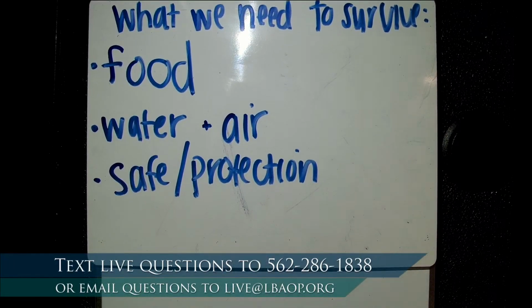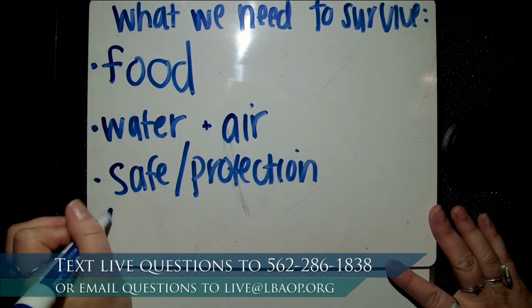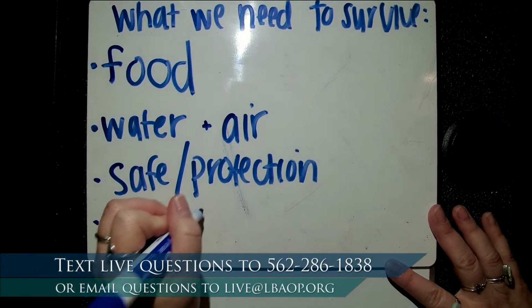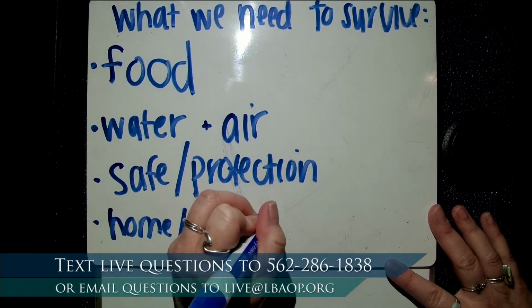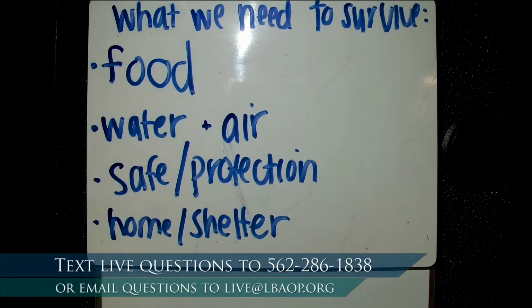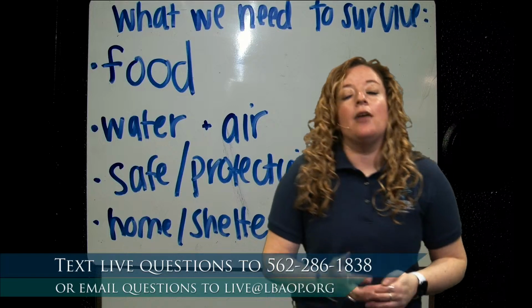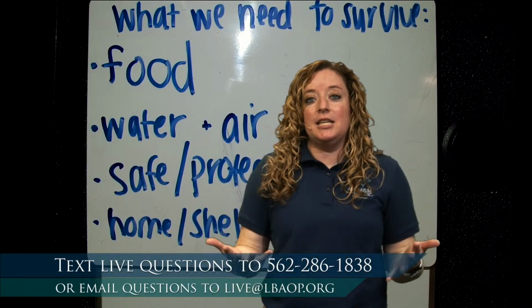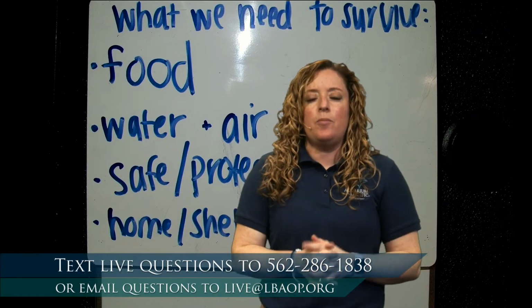And then another thing that kind of ties into protection is they need shelter. They need home, which is kind of like a safe place. But I'm going to add in a home/shelter. And they all kind of tie together, but these are some of the important things that animals need to survive. Now, there are lots of other things that we could add to this list, but these are some of the big things that an animal might need to survive.